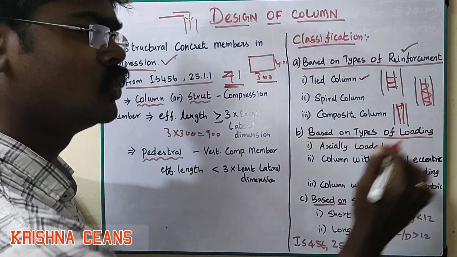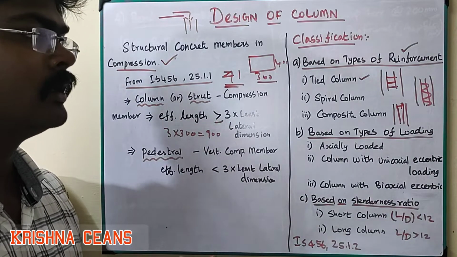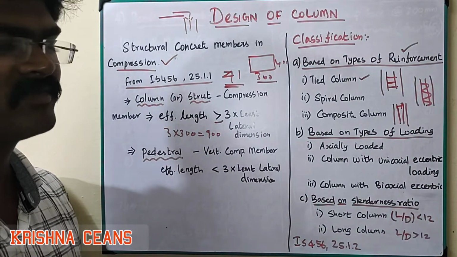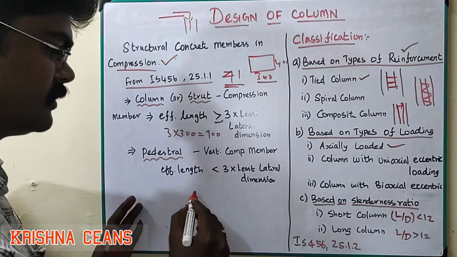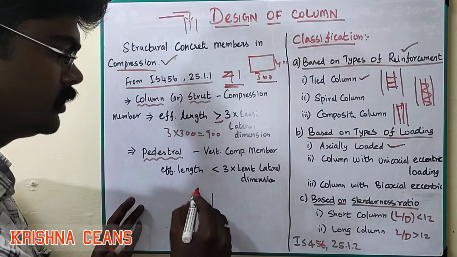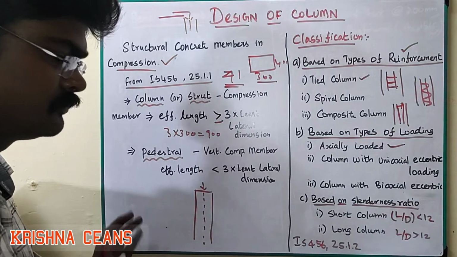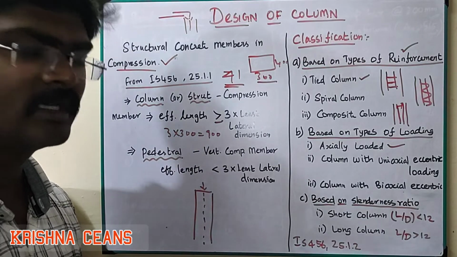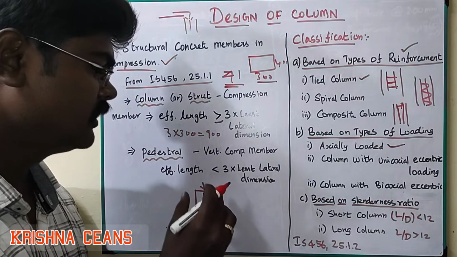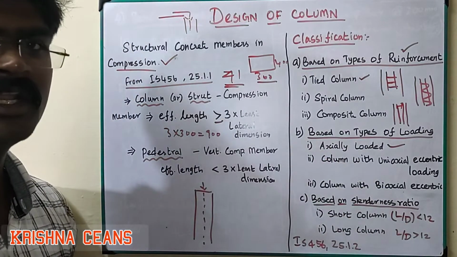Second, based on the loading, how the load is acting on the column, we classify into 3. First one is the axially loaded column. Axially means the load is acting exactly at the center of the column. The load is transferred exactly at the center point, the center of gravity. So it is loaded axially. That's why we call this an axially loaded column.